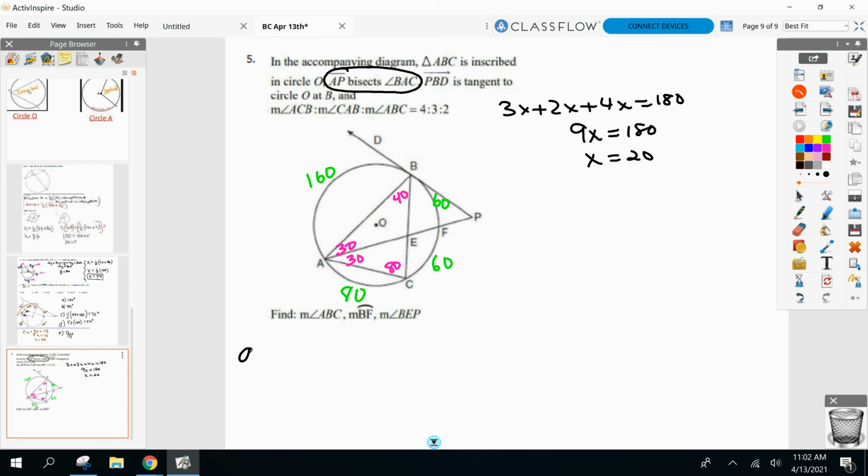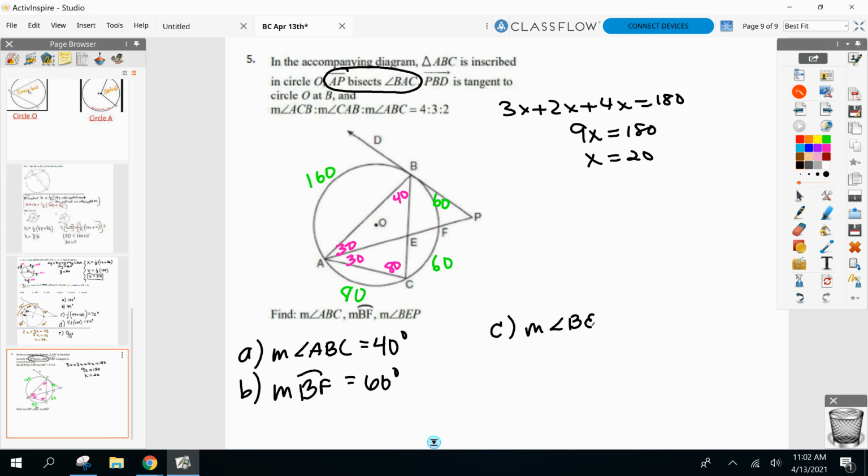All right, angle ABC. Already found it, right? 40. And you can now cruise through a lot of these because you already found the value. Arc BF, already found it, 60. The only thing I need your help on is the measure of angle BEP.